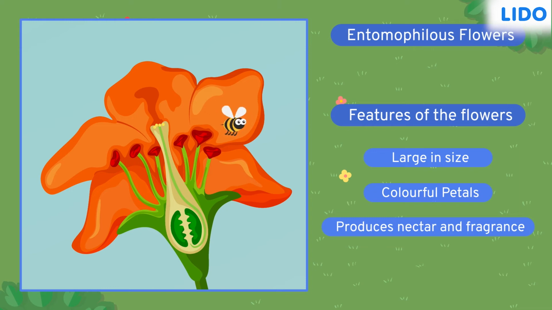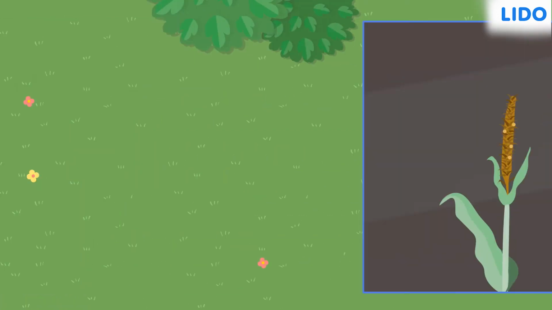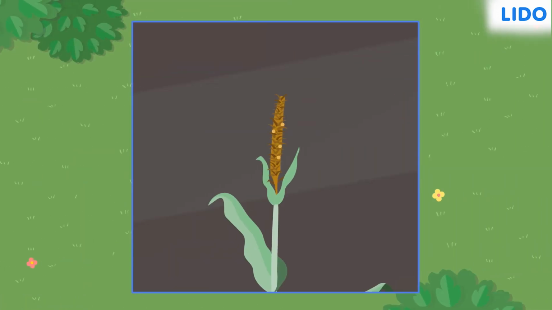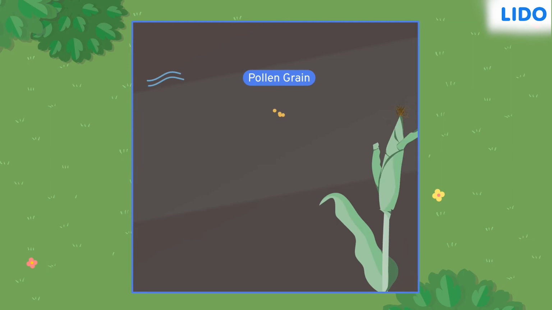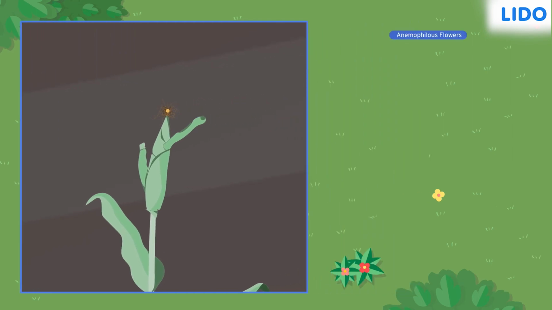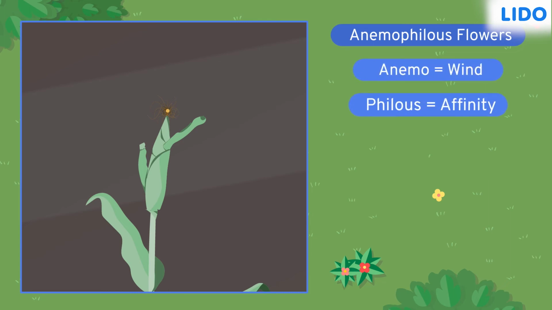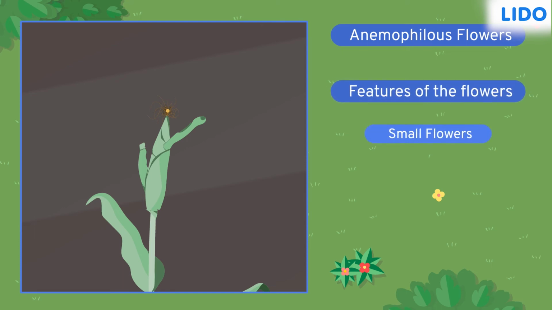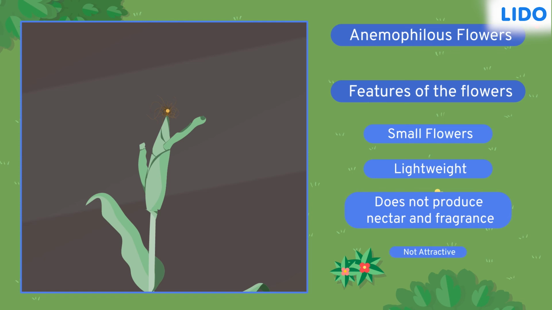Do all flowers pollinate through insects? No. The pollens of some flowers are so small and lightweight that they are carried by the wind. The pollens reach the stigma via wind and thus pollination takes place. Such flowers are called anemophilous flowers, as anemo means wind and philous means affinity. Since these flowers don't need to attract insects, they do not produce nectar and they are not attractive in terms of color and fragrance.